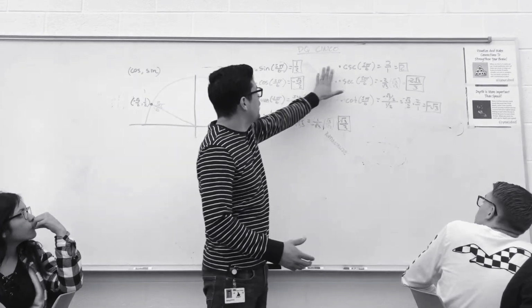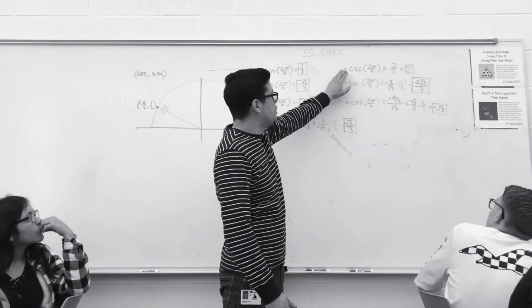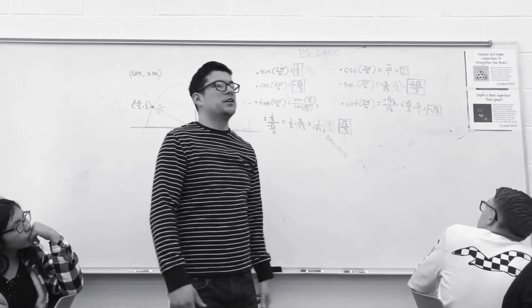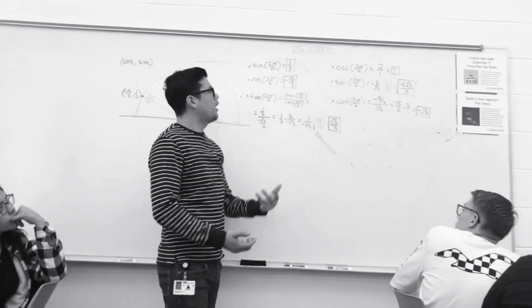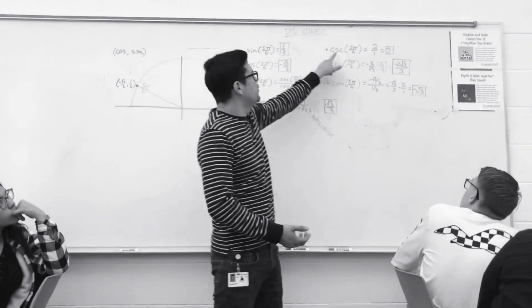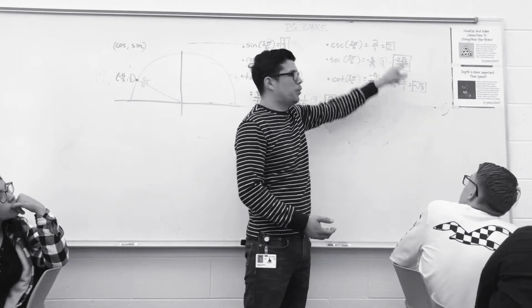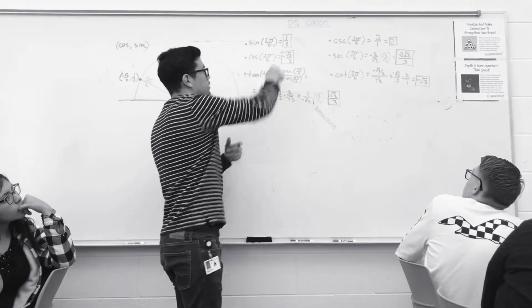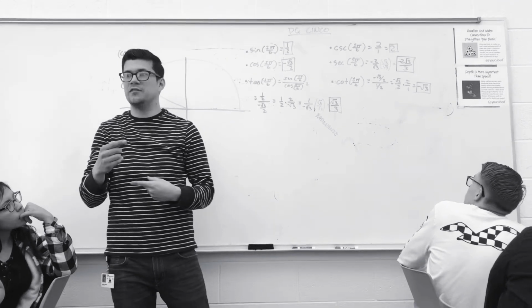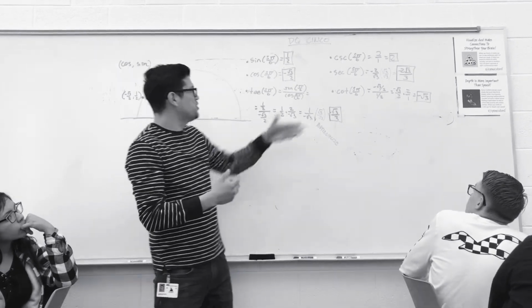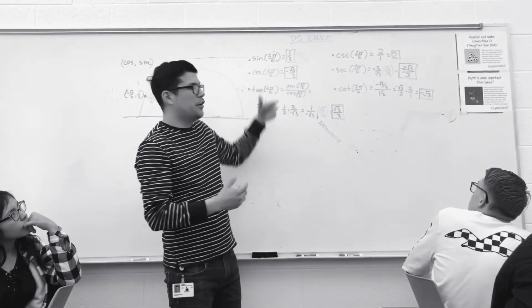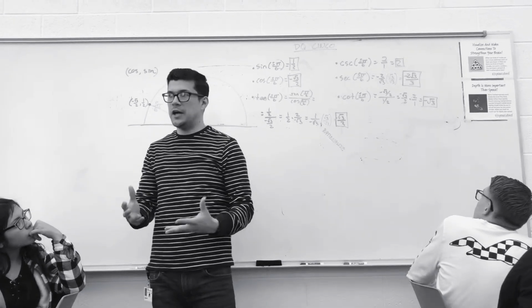Okay? Moving right on along to your reciprocal ratios. Cosecant. Cosecant is the reciprocal of sine. Alright? So if your sine was 1/2, then your cosecant is 2 over 1, or 2. Alright? So all I'm going to do is take the reciprocal of my sine value. Alright? The definition of cosecant is 1 over sine. In other words, the reciprocal of sine.